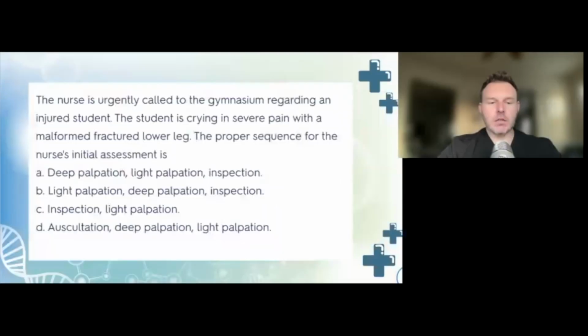All right. So the nurse is urgently called to the gymnasium regarding an injured student. The student is crying in severe pain with a malformed fractured lower leg. The proper sequence for the nurse's initial assessment is A, deep palpation, light palpation, inspection; B, light palpation, deep palpation, inspection; C, inspection, light palpation; D, auscultation, deep palpation, and light palpation. Think this one through, and I think you should get this one.